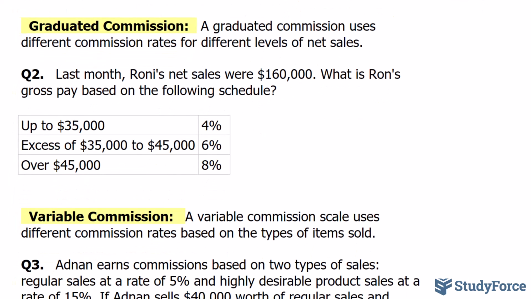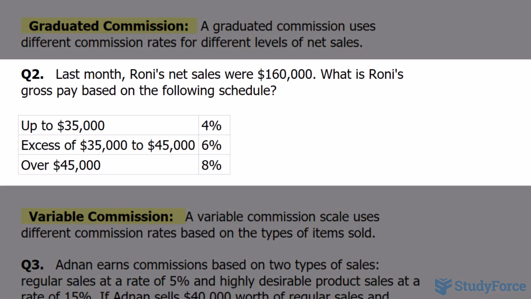The second type is called graduated commission. A graduated commission uses different commission rates for different levels of net sales. For example, last month, Roni's net sales were $160,000. What is Roni's gross pay based on the following schedule? Up to $35,000 is 4%, excess of $35,000 to $45,000 is 6%, and over $45,000 is 8%.